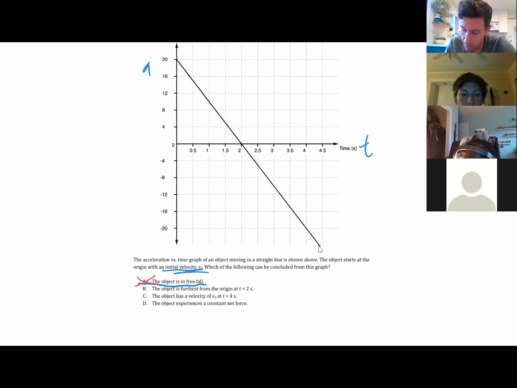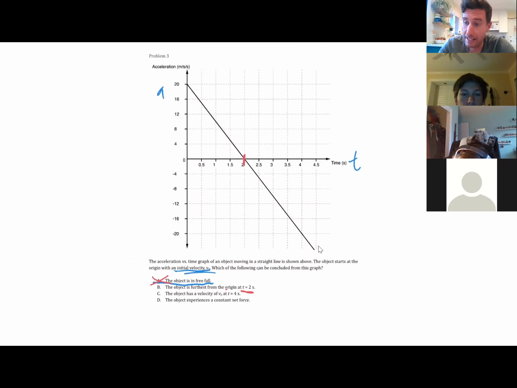B, the object is furthest from the origin at time equals 2 seconds. So 2 seconds would be right there. Now that's looking at the distance. So since it starts at v sub 0, my original velocity is v sub 0, and I'm starting with a positive acceleration, that means I'm speeding up, and I'm speeding up the entire time up until 2 seconds. Then, as I go negative, am I moving backwards? What does a negative acceleration mean?